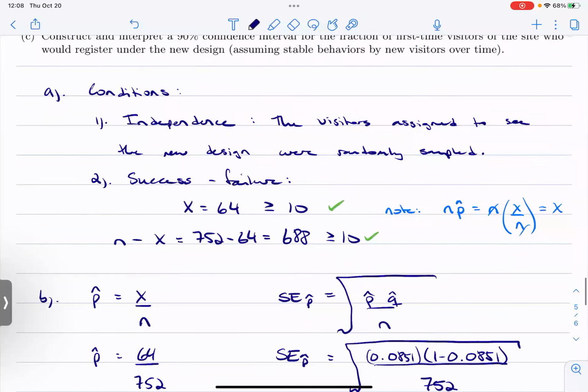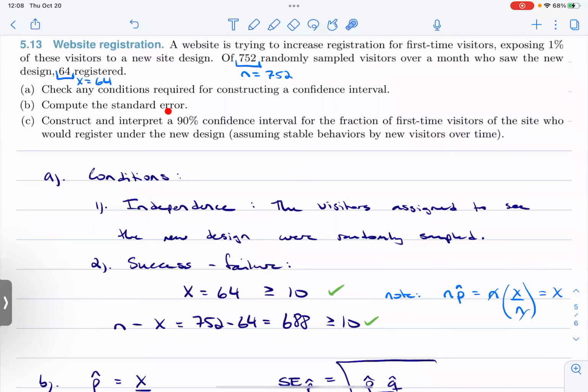And compute the standard error. We did that. So now we're ready for C. Construct and interpret a 90% confidence interval for the fraction of first-time visitors of the site who would register under the new design. And then it has a follow-up, assuming stable behaviors by new visitors over time. But let's just ignore that. That is something we're assuming, but we'll ignore that.